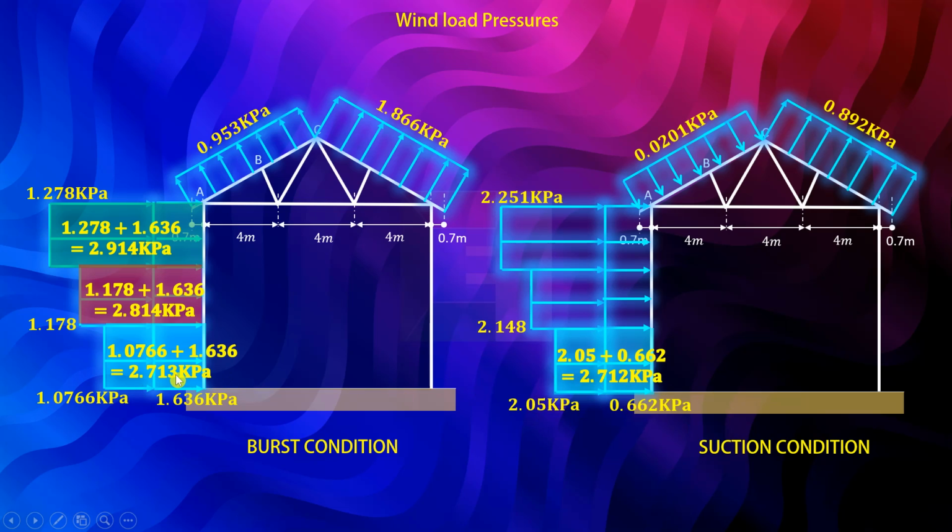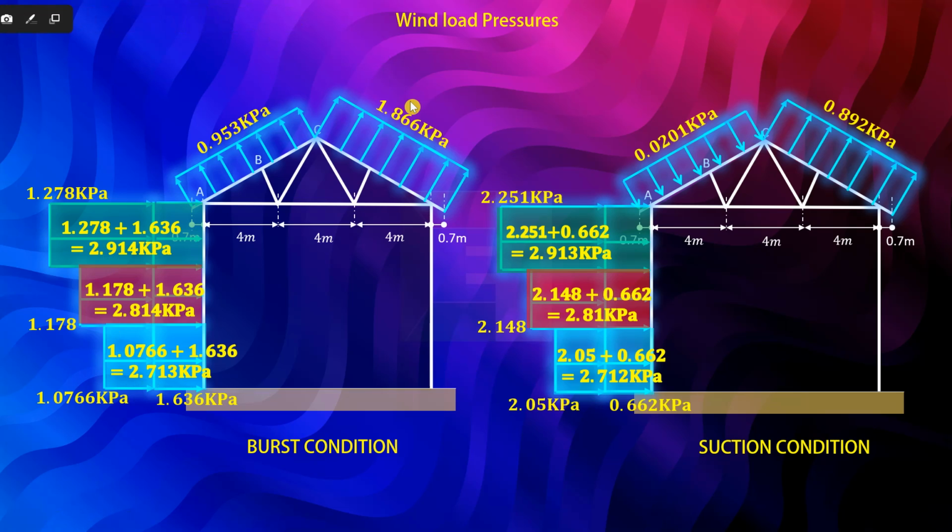Kung makikita mo, halos kunti lang yung diferensya. No? So, bali dito, we will be using 2.7 for our warehouse. And then dito is 2.148 plus 0.662. So, we have 2.81. No? So, makikita mo, kunti lang talaga yung diferensya. So, you can use 2.8 kPa for that one. And then dito naman is 2.251 plus 0.662. So we have 2.913 kPa. It is 2.914. So it's up to you. No? So you can use 2.9 or you can use itong bigger value. No? So 2.914, 2.814, and 2.713.